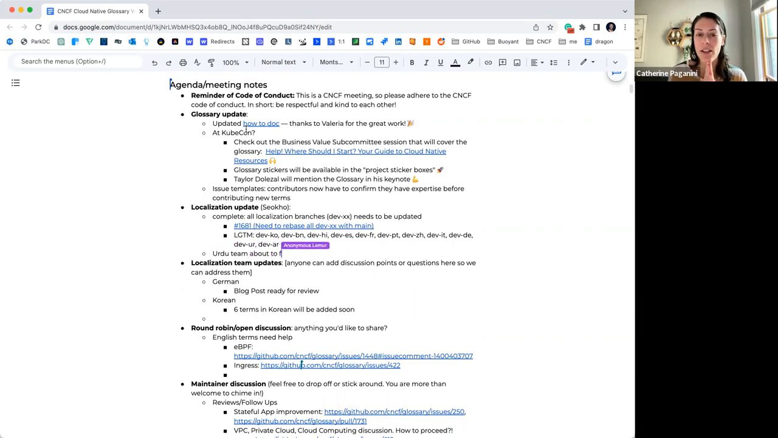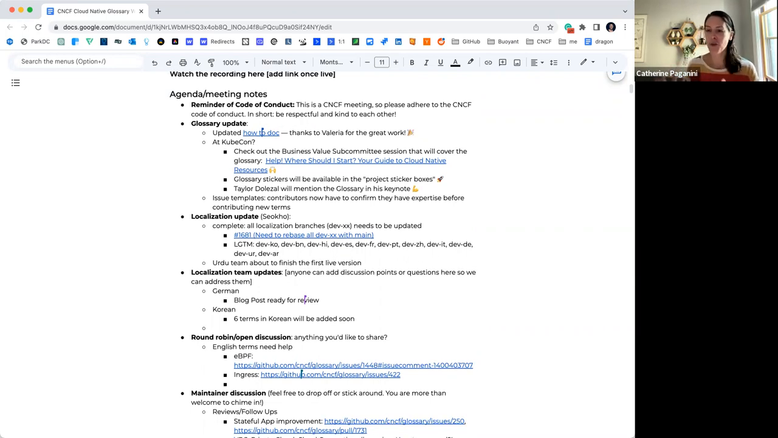Glossary updates. So we did update the how-to doc, or rather Valeria did that. She's from the Spanish team, a technical writer with a lot of expertise with technical docs, and she asked, hey, what do you think if I do some best practices and things? That's great, because we just did it out of gut, like what we thought would be right. So she added a few things that make it really good.